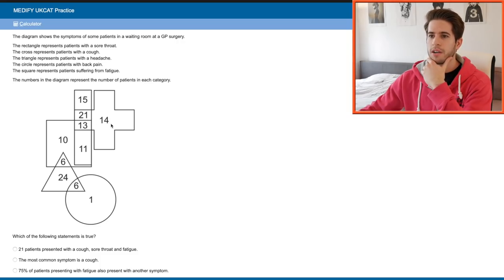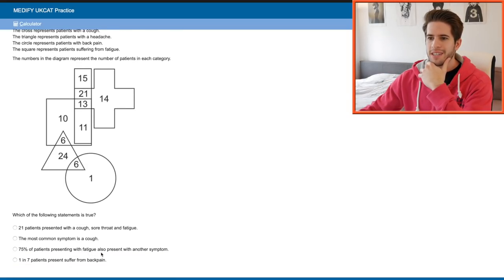So 48 people had a cough, which, if I look at this, seems like it could be the highest, but the rectangle has a lot too. So let me count the rectangle. 21, 32, 45, and the rectangle already has more. So I know that that's incorrect as well.